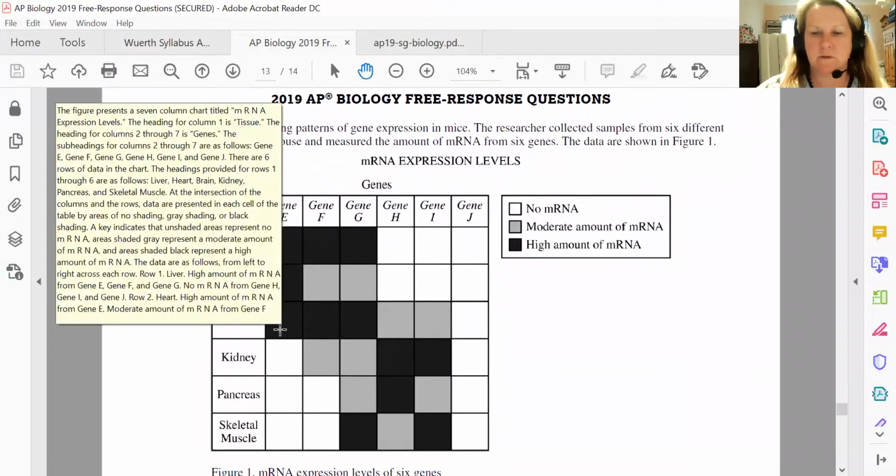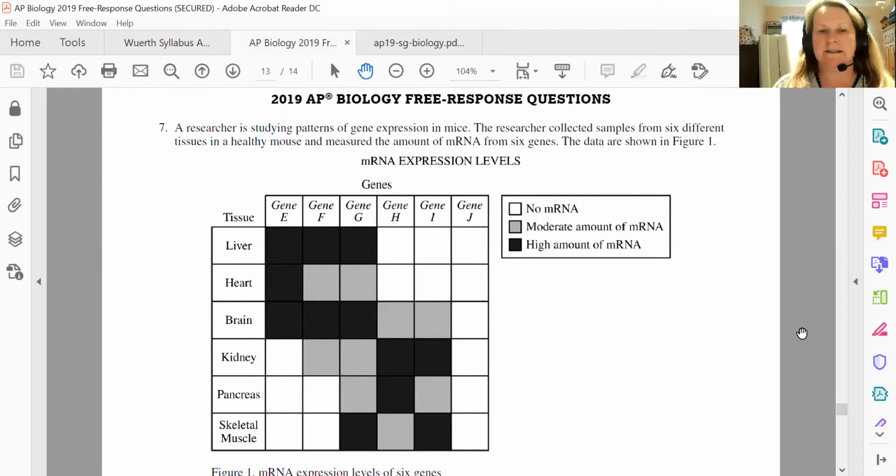Okay, so this is also a gene expression question. It says a researcher is studying patterns of gene expression in mice. The researcher collected samples from 6 different tissues in a healthy mouse and measured the amount of mRNA from 6 genes. The data are shown in figure 1. And you've got a legend saying if it's a white square, no mRNA was present. If it's gray, a moderate amount of mRNA. And if it's black, a high amount of mRNA. It looks like 6 different genes they looked at, E, F, G, H, I, J. And here are the tissues they looked at: liver, heart, brain, kidney, pancreas, and skeletal muscle.